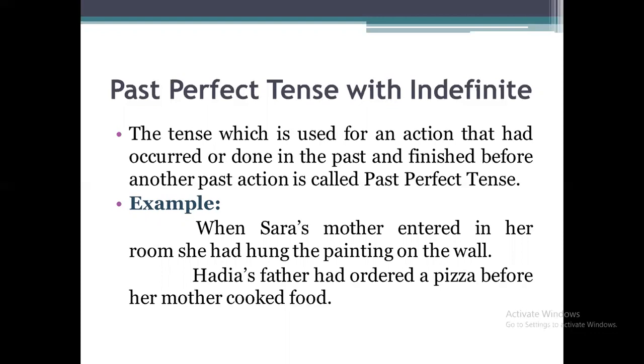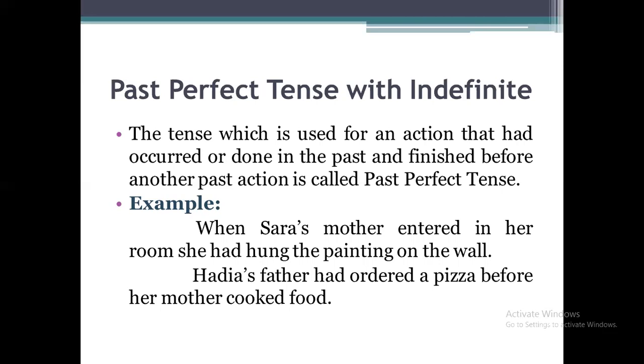When Sarah's mother entered her room, she had hung the painting on the wall. So before the entry of Sarah's mother in her room, Sarah had already hung the painting on the wall. Here we have two actions. After, when we have past indefinite, and before the past indefinite tense, we have Sarah had already hung that painting.